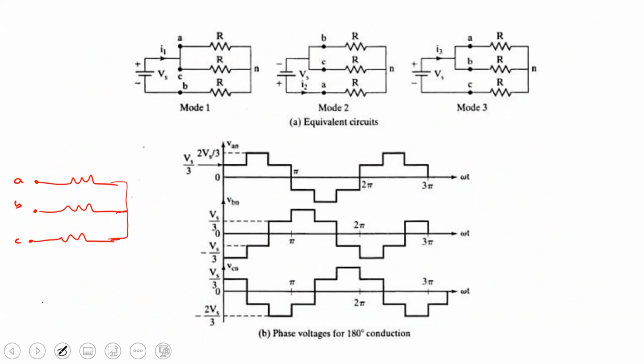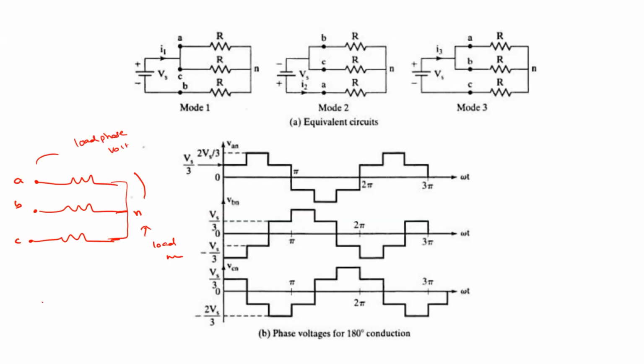In case of delta connection, the phase voltages and line voltages are both the same. If you assume this is the load neutral, then the voltage between A and N is the load phase voltage, or the inverter load phase voltage.